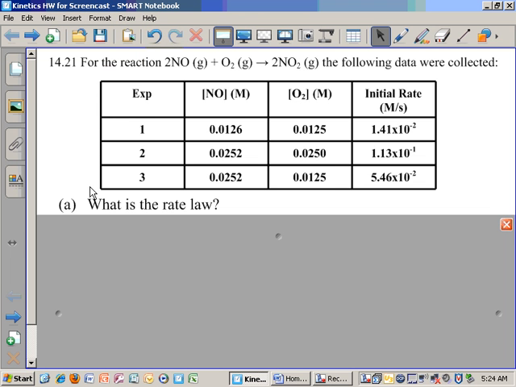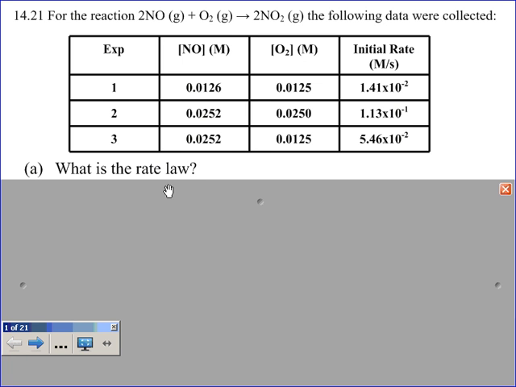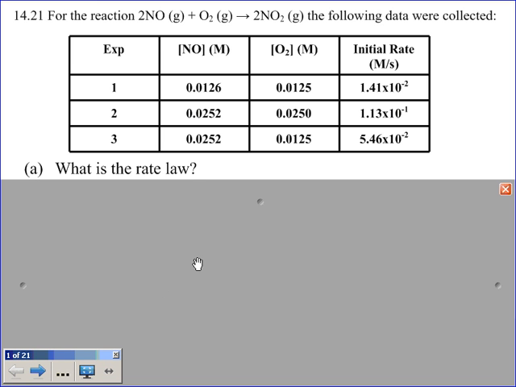All these homework problems are using the method of initial rates to determine the rate law. But I'm going to take you through them so that we can hit some high points and some key phrases that are necessary. Here's the first one, 14.21. For this reaction, we gather this data showing these 3 experiments and their initial rates. These initial rates are the appearance of NO2.